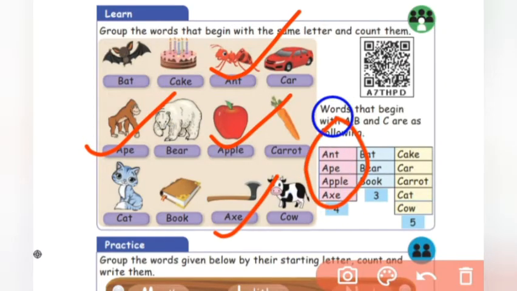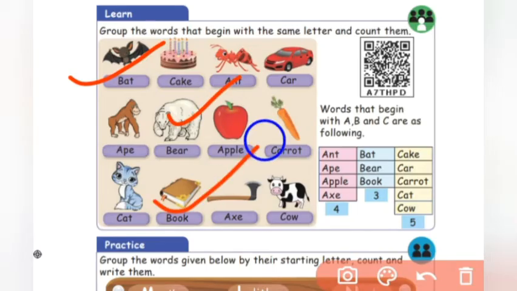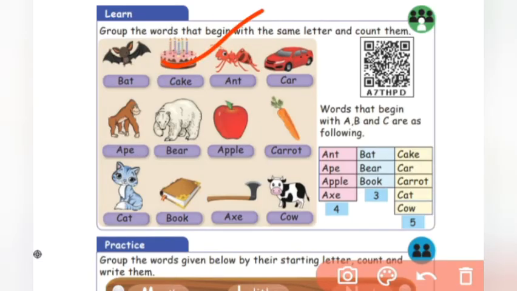See, how many words? 4. Next, starting with B. Bat, beer, book. 3 words. Number is 3 words. Starting with C. Cake, car, carrot, cat, cow. See, number of words 5.